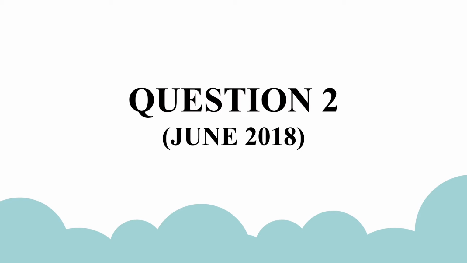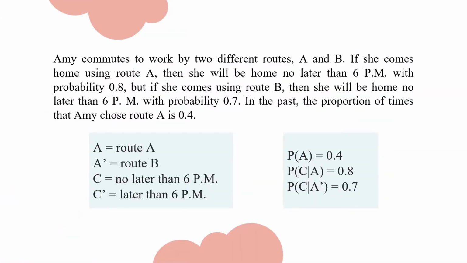Okay, in this video, I'm going to explain question 2 from the June 2018 paper. Amy commutes to work by two different routes, A and B. If she comes home using route A, then she will be home no later than 6 p.m. with probability 0.8. But if she comes using route B, then she will be home no later than 6 p.m. with probability 0.7. In the past, the proportion of times that Amy chose route A is 0.4.